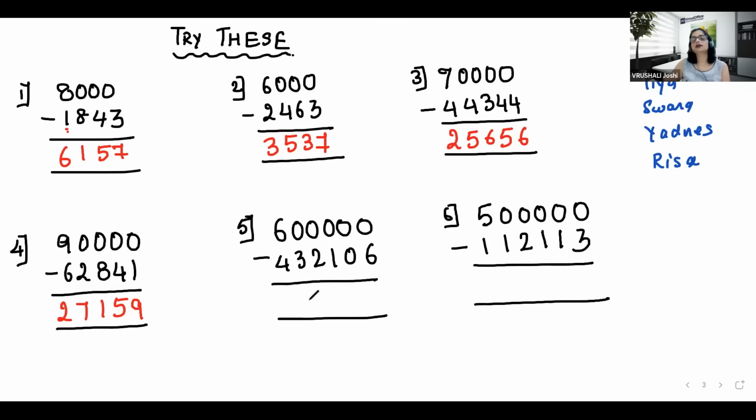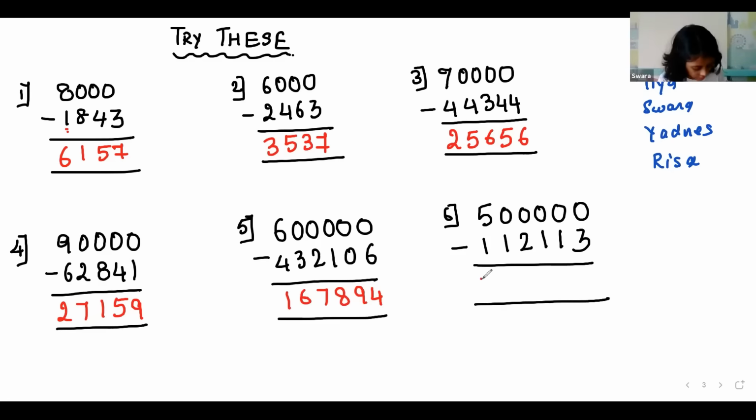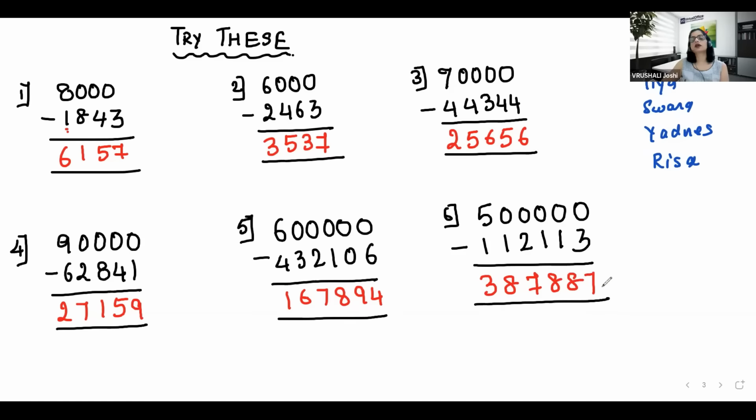Tia? Yes, ma'am. The answer is 167894. 167894. Amazing. Okay. Swara? 887. 887. All right.